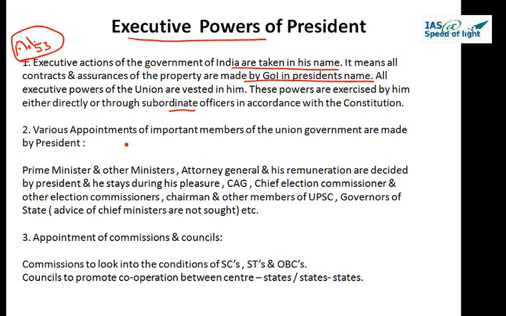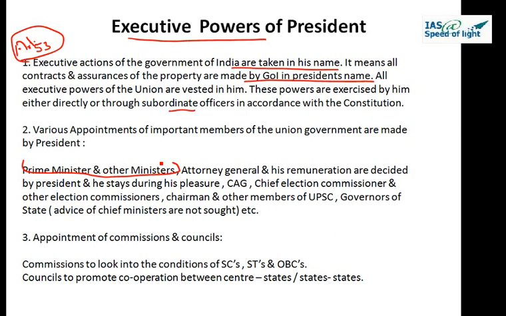Now, the second thing which comes with the executive powers of the President is the power to appoint certain very important members of the executive of the Union. First are the Prime Minister and other ministers. The thing to understand here is the appointment of the Prime Minister and other ministers is not a discretionary power of the President. What it means is the President has to go with the party which has got the majority of the seats in Lok Sabha. He has to invite the party which has got the maximum seats in Lok Sabha.